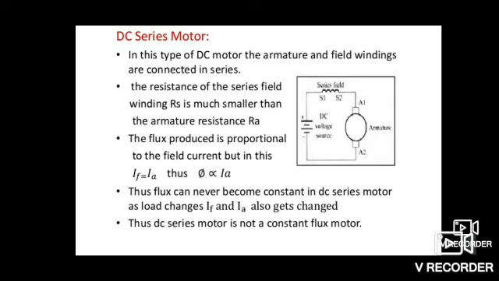As load changes, IF and IA also change. Thus the DC series motor is a variable speed motor. It is not a constant flux motor.